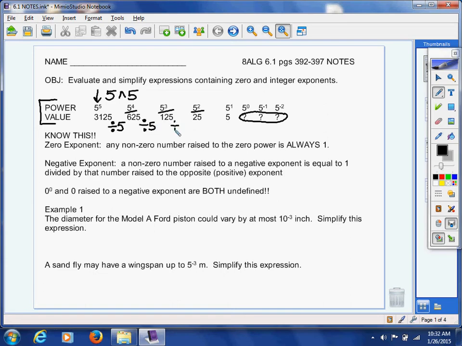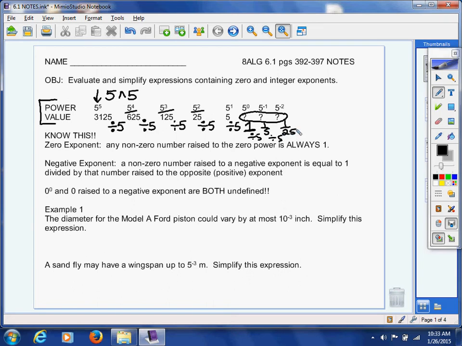Then take your 125 and divide it by 5, and you'll get 25. Take 25, divide it by 5. You should get 5. And we all know what 5 divided by 5 is. You should get 1. 5 to the 0 should equal exactly 1. Then if you continue the pattern and take 1 and divide it by 5, you'll have 1/5. Then take that and divide it by 5 again, and you'll have 1/25.